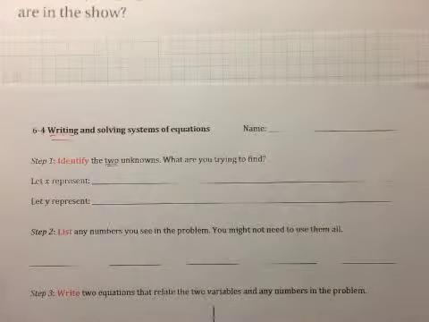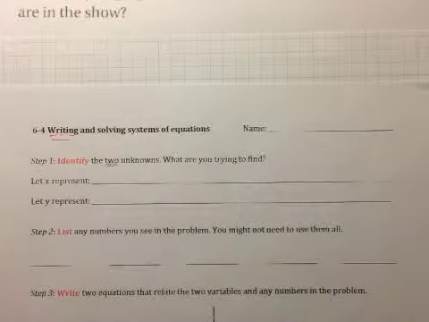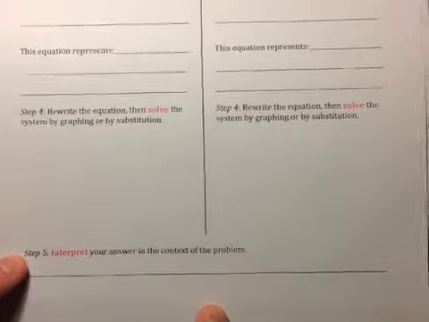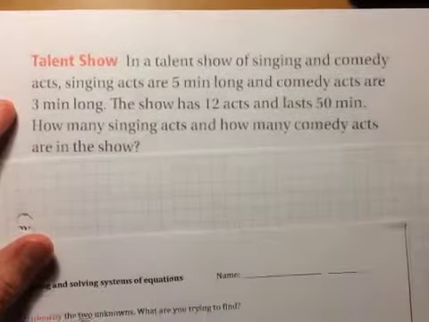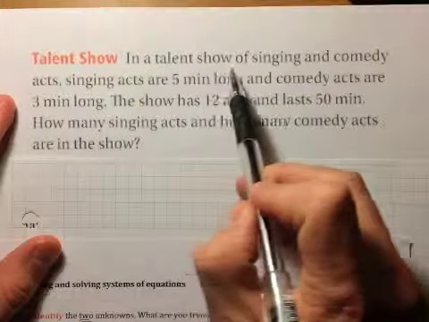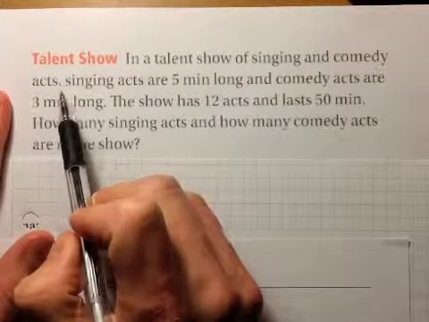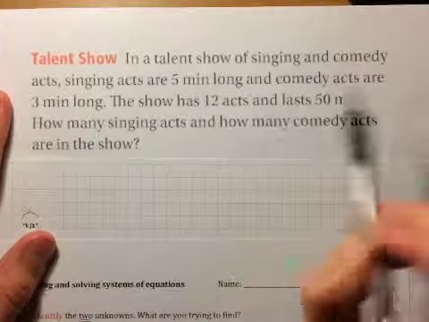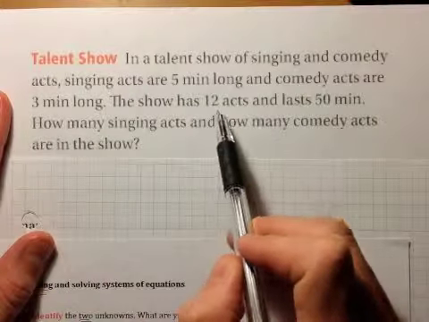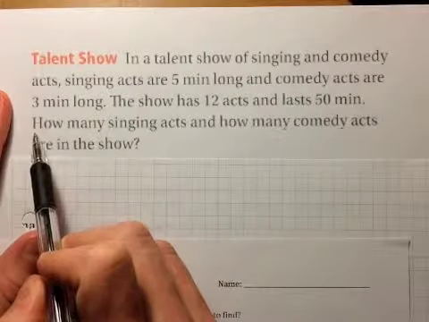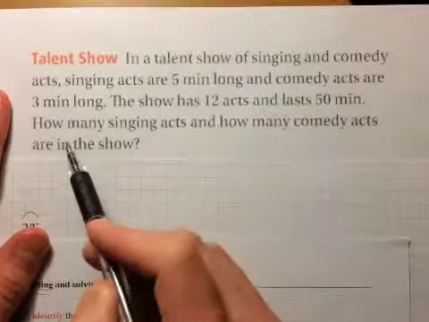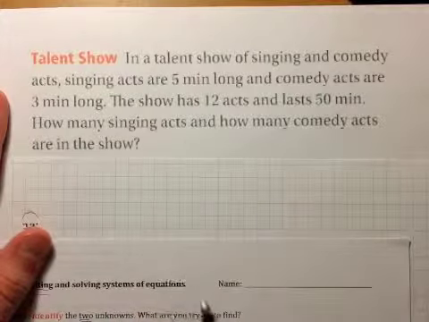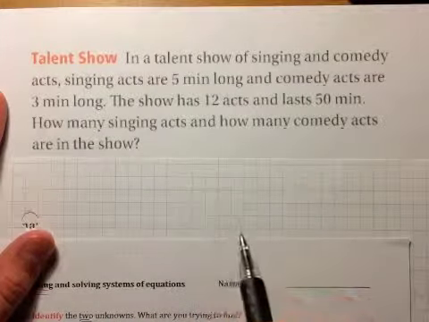So let's take a look at the first problem that I want to try to tackle using this 5-step method. Okay? So the first problem is, in a talent show of singing and comedy acts, singing acts are 5 minutes long and comedy acts are 3 minutes long. The show has 12 acts and lasts 50 minutes. How many singing acts and how many comedy acts are in the show? Now this is a perfect example of a contextual problem that you can solve using systems of equations.